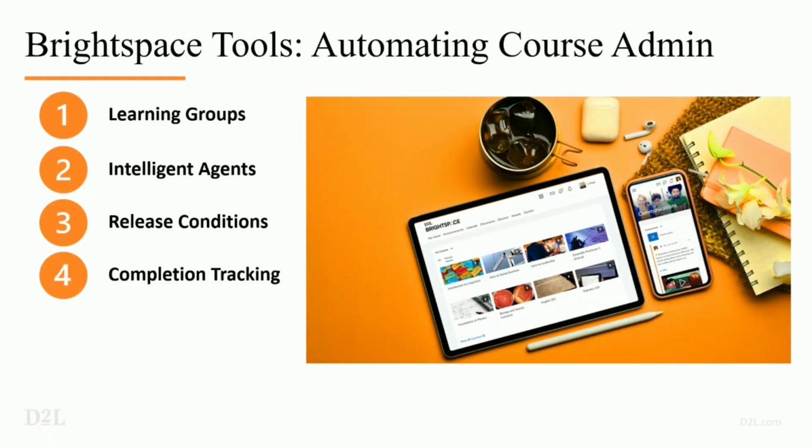Some key tools and features in Brightspace that you can rely on for automating course administration are learning groups, intelligent agents, release conditions, and completion tracking. Today's webinar will focus on exploring learning groups, intelligent agents, and release conditions. Next month, there will be a webinar completely devoted to defining completion, where completion tracking will be covered. If you haven't yet registered for it, we'll make the link and QR code for registration available to you toward the end of this session.